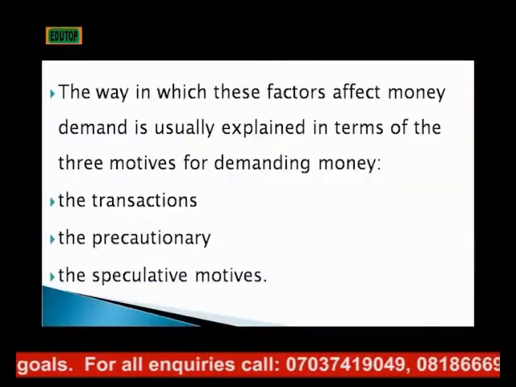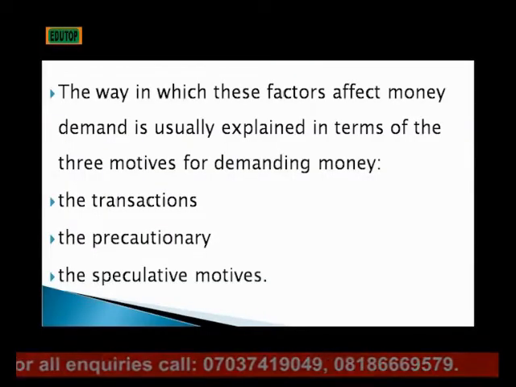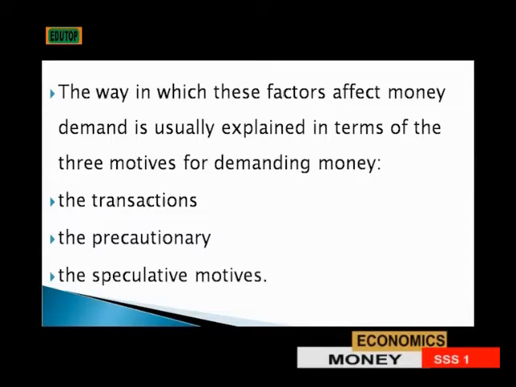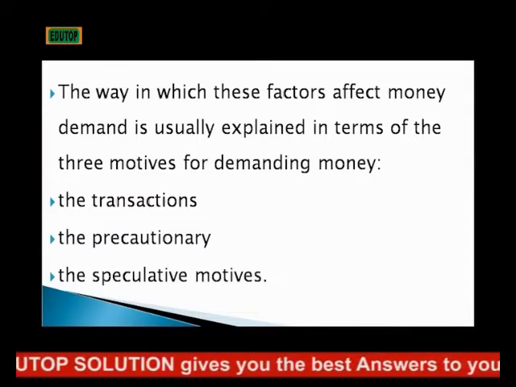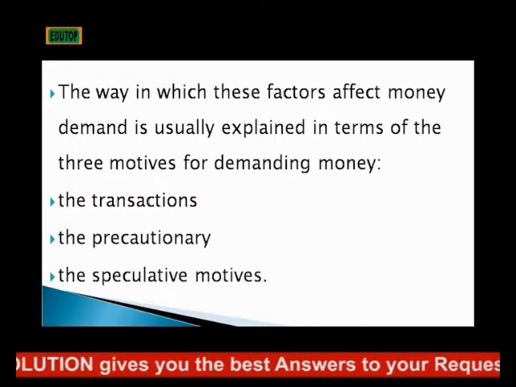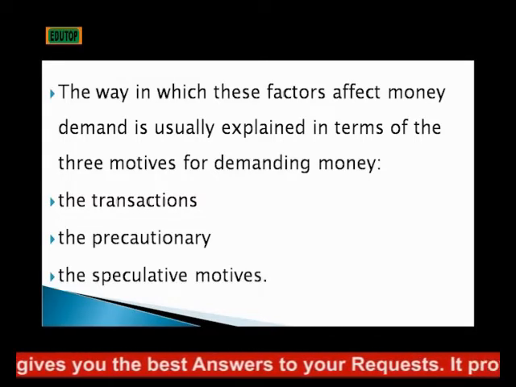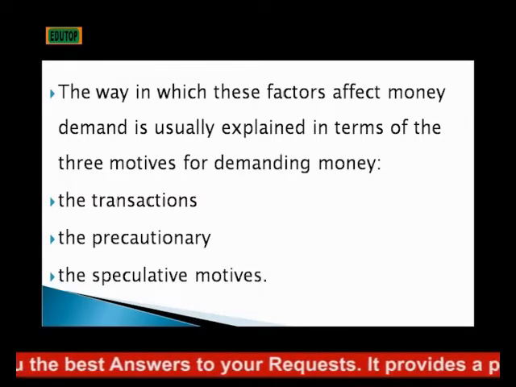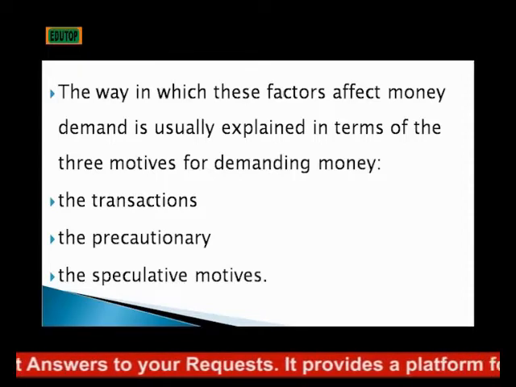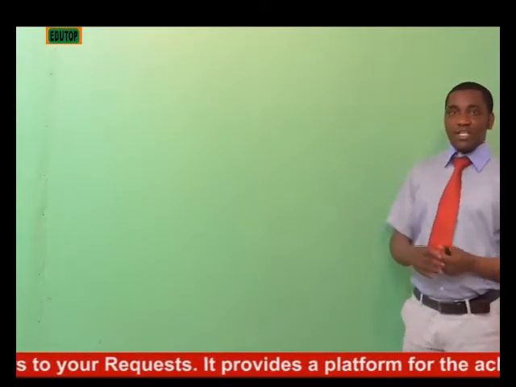The way in which these factors affect money is usually explained in terms of three motives. The first one is what we call the transactional motives. The second one is what we call precautionary motives. And the last one is what we call speculative motives. Now let's take it one after the other.